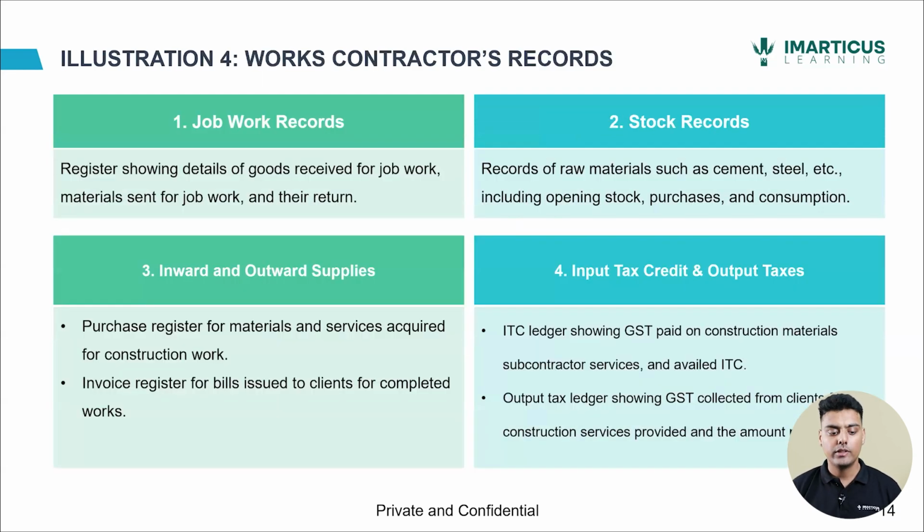The next illustration we look at is a job works contract. Whenever a contractor takes a job works contract, the minimum documentation needed is job works record, stock records, inward and outward supplies, input and output taxes. Now, what do you mean by job work records? They need to maintain a proper detailed record of what is the client, what is the job work undertaken, and what is the nature of service or product being delivered.